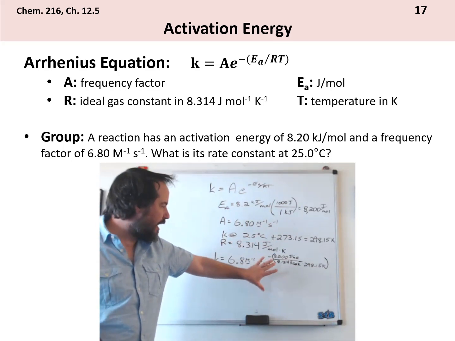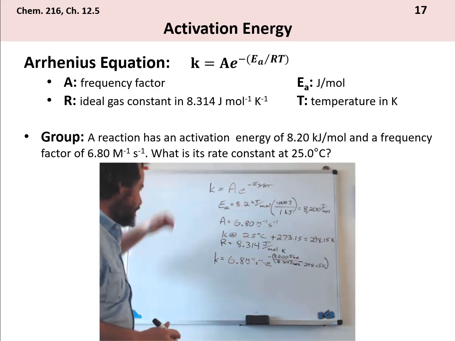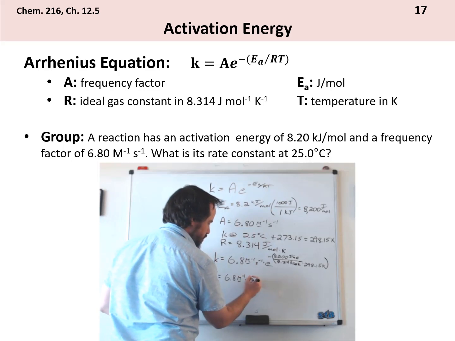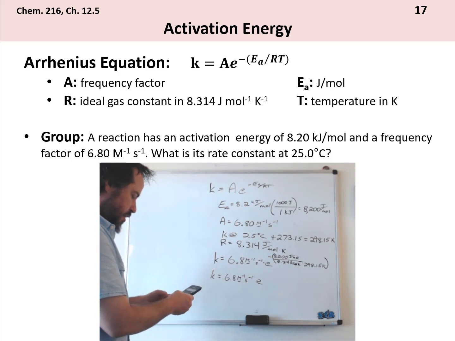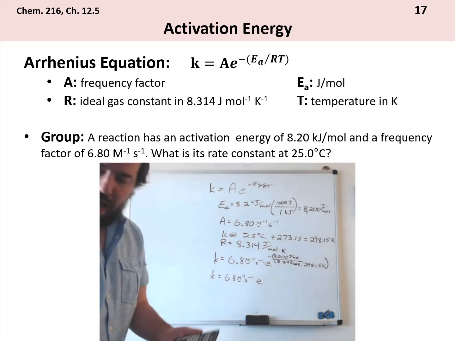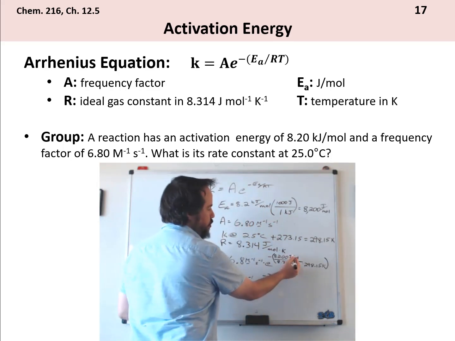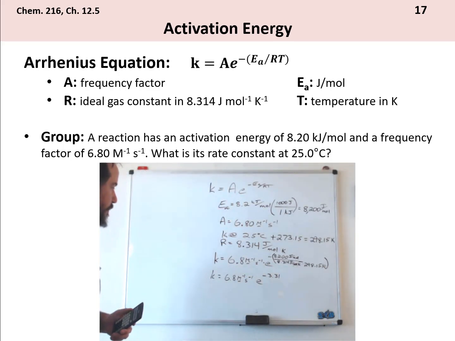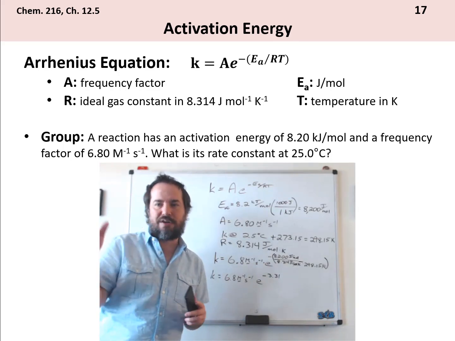Notice it's difficult. So if you want to do this and then plug it in, that's fine. So I'm going to get K equals 6.8 E. I'm going to do this term right here, 8,200 divided by 8.314 divided by 298.15. And this is going to get me negative 3.31. Notice joules cancel out, moles cancel out, Kelvin cancels out. So this is a unitless term. Okay. And remember that negative sign. If you don't use that negative sign, you're going to mess up.